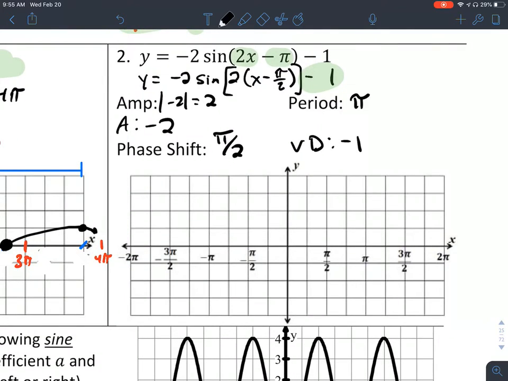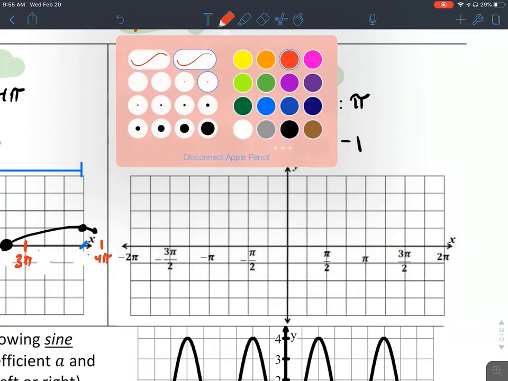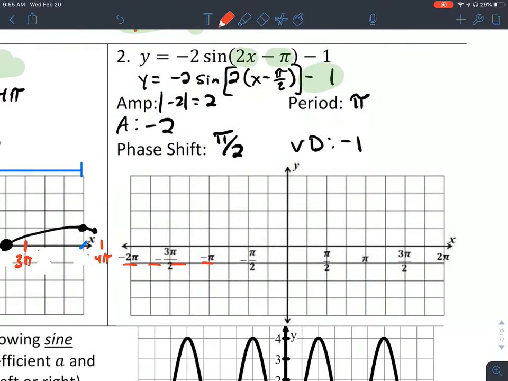Once you've identified those things, see if you can fit one period on this graph. We sure can. Then graph the midline. I like to make my midline with a dashed segment. Midline is y equals -1. Then use the phase shift to figure out where this period's going to start. Since the phase shift is pi over 2, it's going to start here at pi over 2.